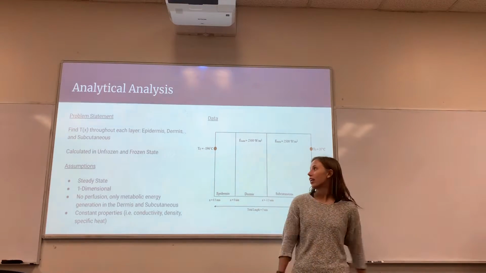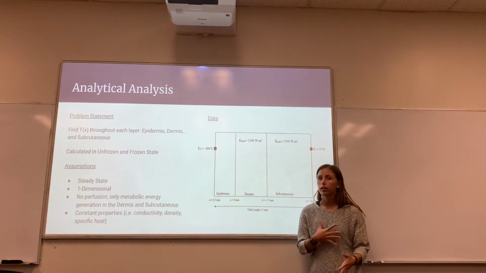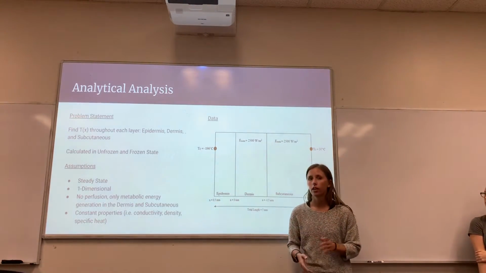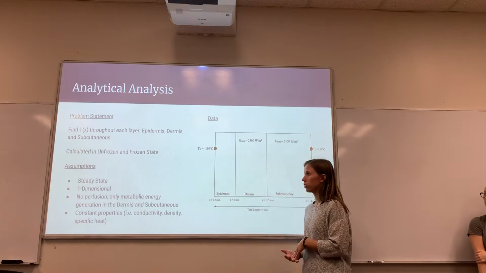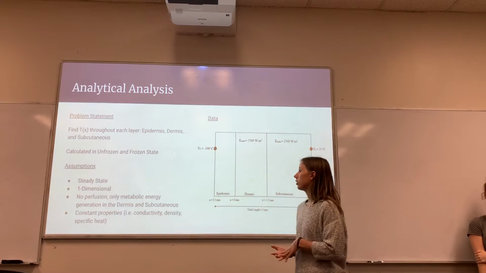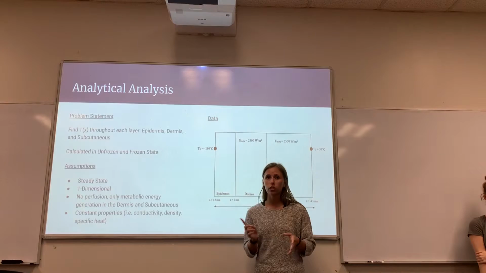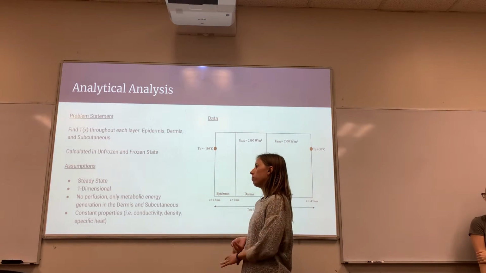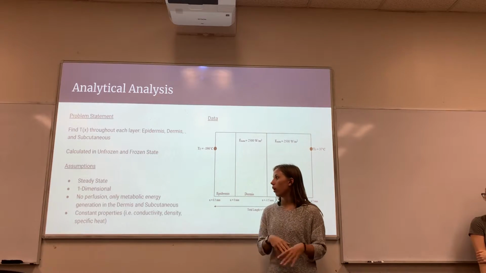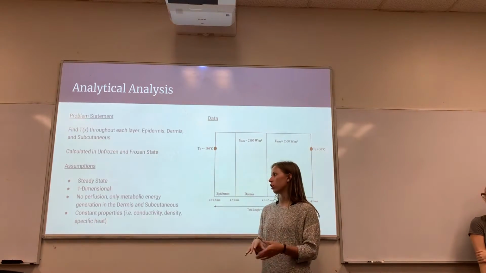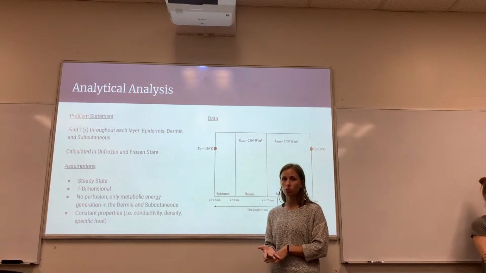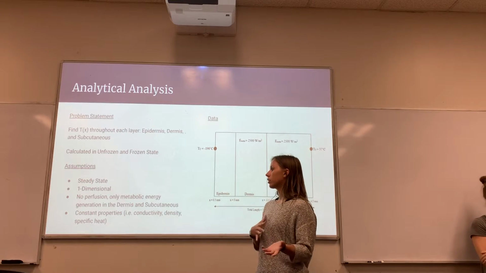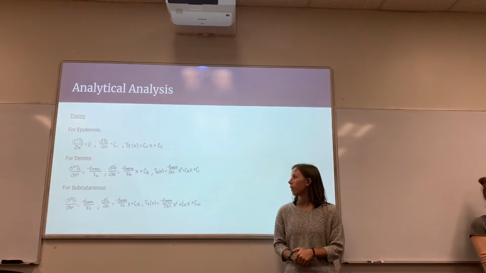So we did an analytical analysis to try and determine the temperature distribution throughout each layer, which is the epidermis, dermis, and subcutaneous. This was calculated in the unfrozen and frozen state. Our assumptions for this analytical analysis is that it was a steady state, which is different from the computational analysis where we had a transient state. It is one-dimensional, and there's no perfusion, only metabolic energy generation in the dermis and subcutaneous, whereas in the computational analysis, we did have perfusion. And we also had constant properties, which are the conductivity, density, and specific heat.